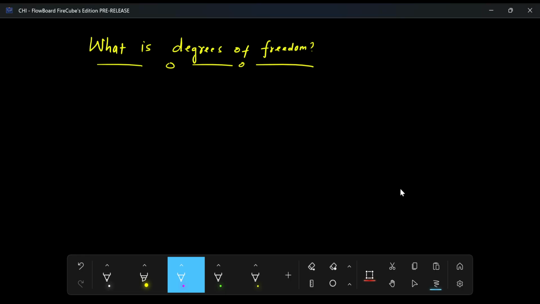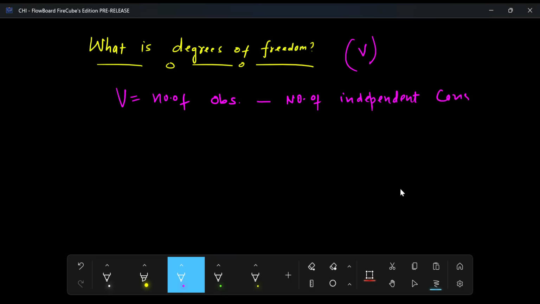So let's see what's this degrees of freedom. In statistics, simply degrees of freedom refers to the number of observations minus independent constraints. So let's represent this by V. In statistics, V is simply number of observations minus number of independent constraints.